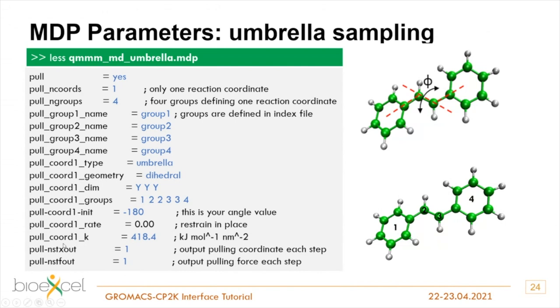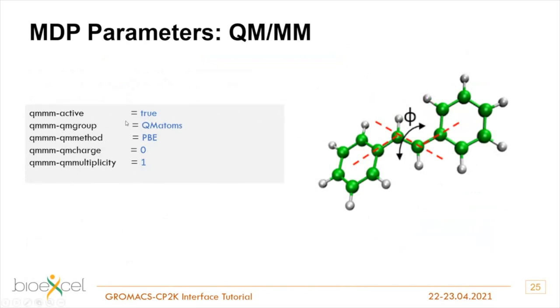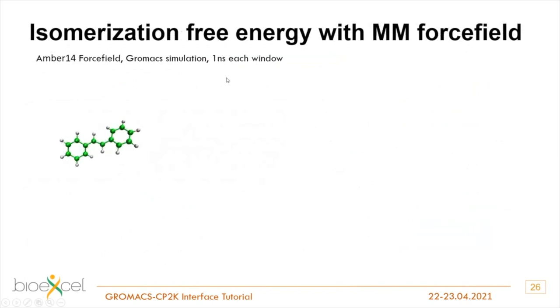This informs GROMACS that you want to output the force and coordinates of that reaction coordinate at each step. Here are your QM/MM parameters. It's basically the same as in the previous case, but here you set up your QM atoms group for the first time. This will be important in further simulations with real QM/MM systems. Be careful with that, because with these kinds of groups you set up your QM system, especially in bigger protein systems. Again, we have used the same PBE functional, zero charge and singlet spin state. Beforehand I've done this, so this is how your coordinate looks in dynamics.